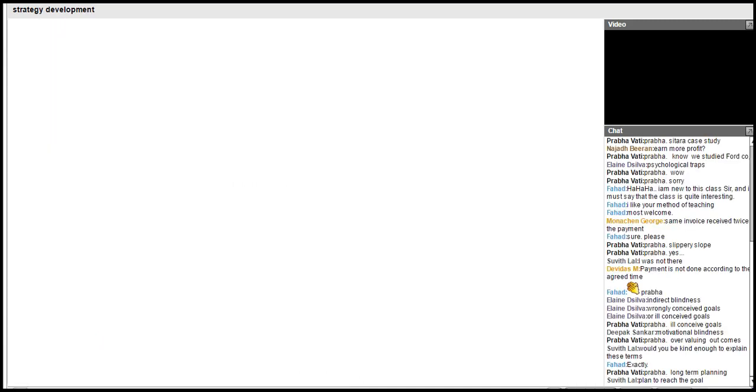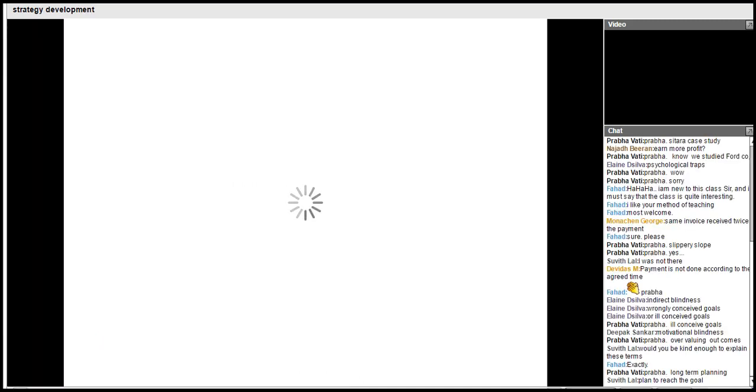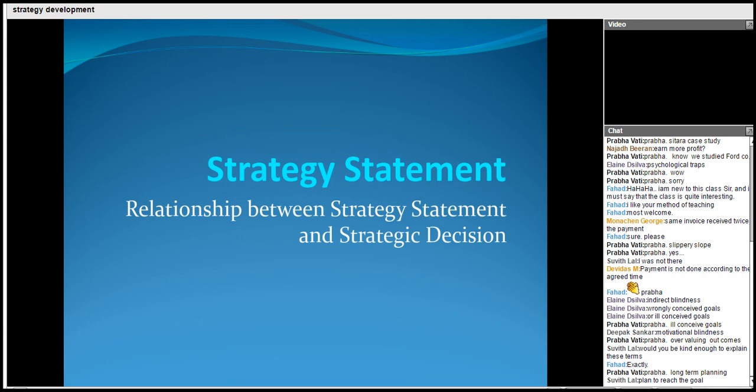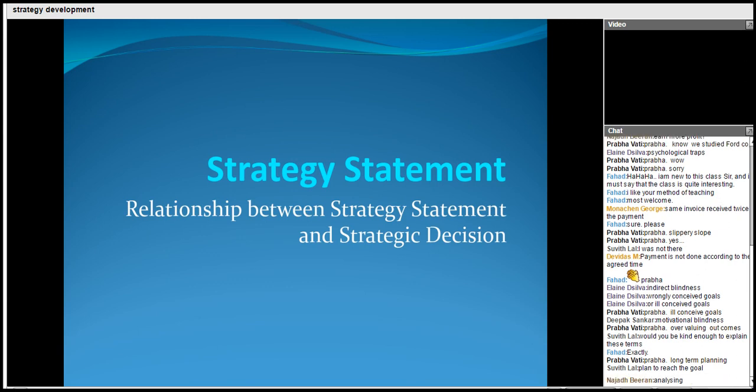So let's go to, so it says strategy statement, and this lecture is going to help us look at the relationship between strategy statement and strategic decision. We cannot make strategic decisions if we don't understand the strategy statement of the business or the organization. So that is what we're going to look at today. So are we ready?